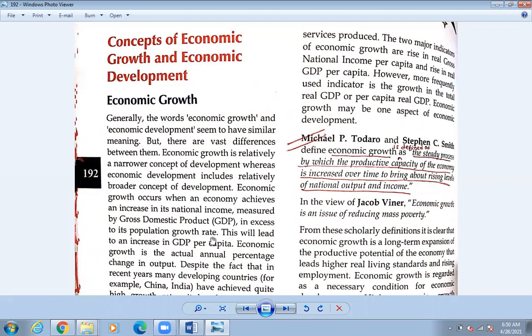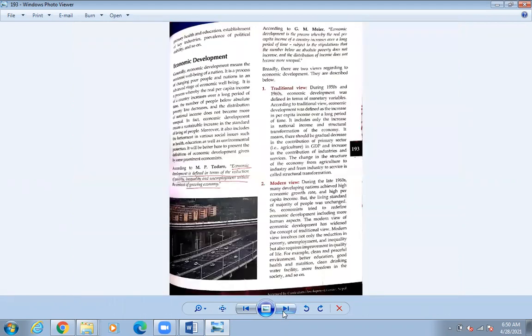कसरी lower level देखि upper level हुने. So the productive capacity कसरी बढाउने. It has to be increased over the time to bring the rising level of nation output and income. हाम्रो level चाहिँ कसरी बढाउने. So that is the economic growth. नजान्नेबाट जान्ने बनाउने प्रोसेस भनौँ न यसलाई. सजिलो तरिकाले बुझ्दाखेरि.